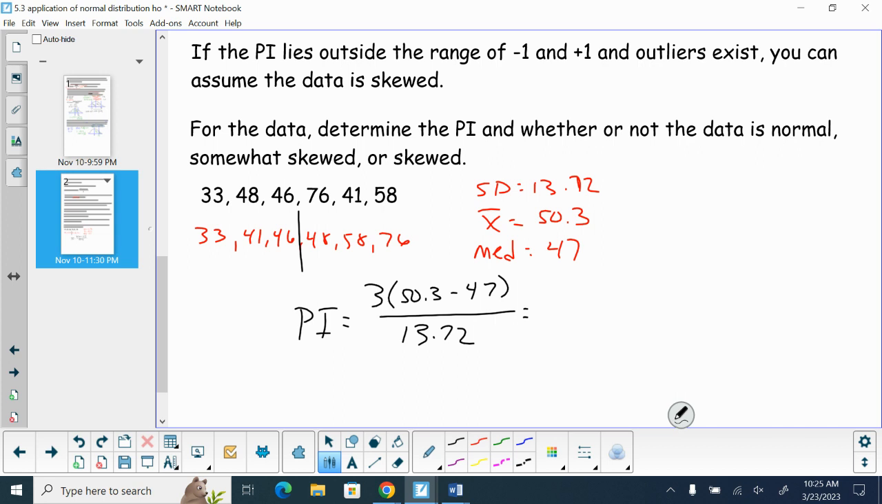Melissa, what do you come up with? 0.72, which is in between that 1 and -1, which I'm good. If I look at outliers, here's my Q1, here's my Q3. My interquartile range is subtracting them. So we have 58 minus 41, which is 17. We multiply that by 1.5, which is 25.5.